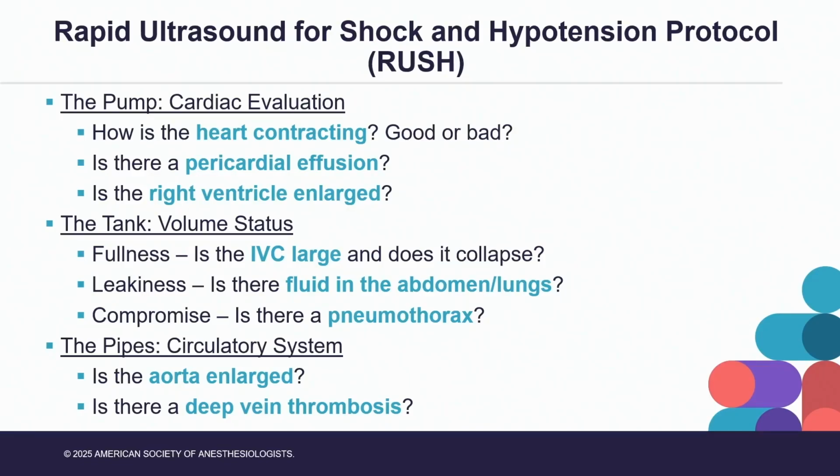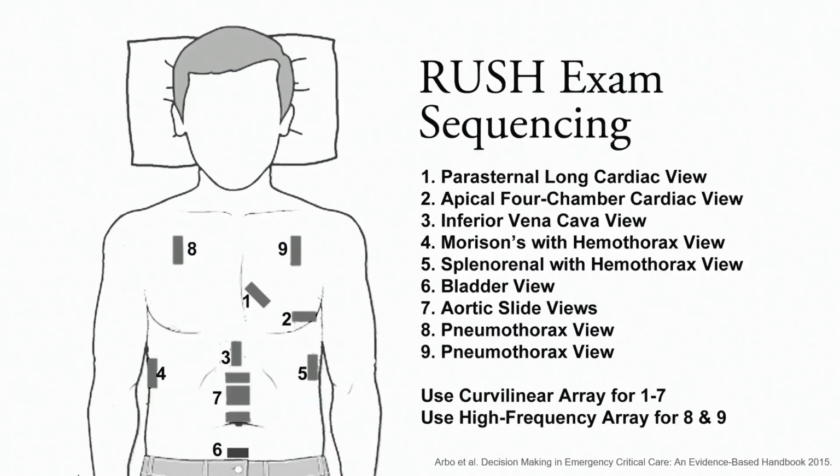For the tank or the volume status, you're thinking, is your tank full or is it empty? Some things you can look at is the IVC large and does it collapse? Leakiness, is there fluid in the abdomen or lungs? Compromise, is there a pneumothorax? And the pipes, is the aorta enlarged or is there a DVT or deep vein thrombosis? This is where you would do those imaging.